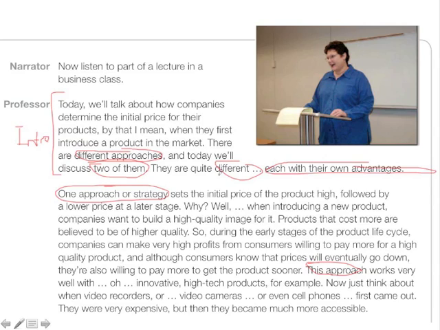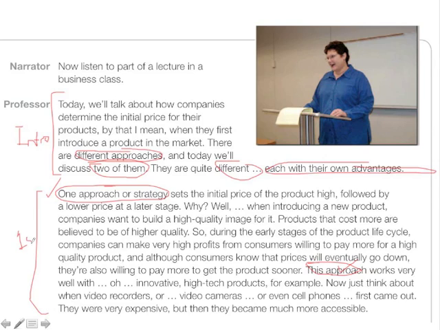And then notice how the professor repeats some of these ideas. There are different approaches, and there are 2 of them. They're different, and each has its advantages. One approach sets the initial price, and then later the professor uses the word approach again. So this kind of helps pull all of this idea together into the first concept that she's talking about.